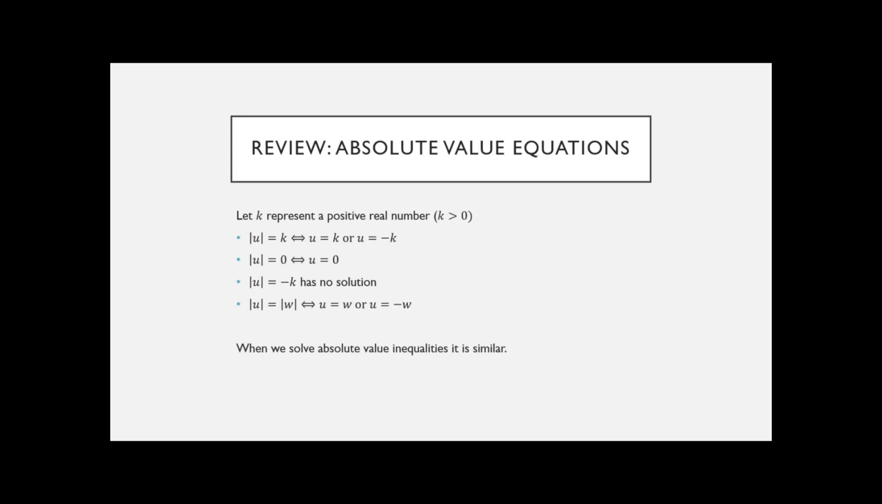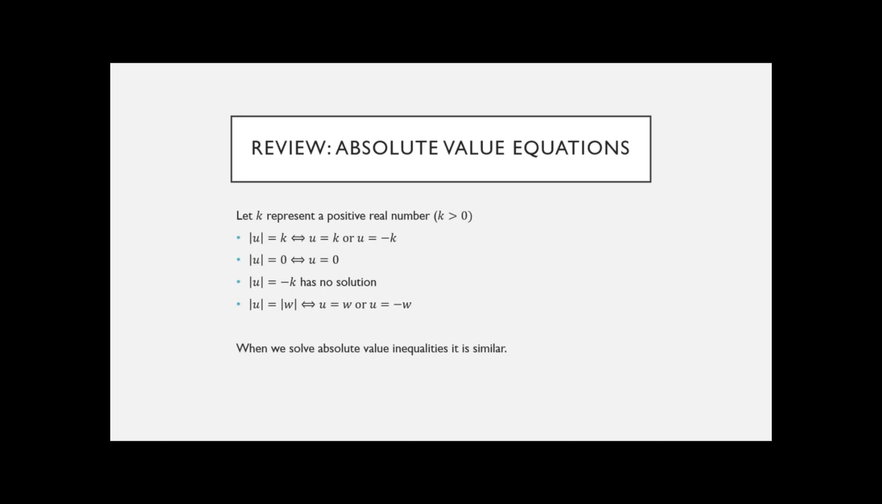If you have the absolute value equal to 0, then the inside has to be equal to 0. If the absolute value equals a negative, there's no solution, because it makes things positive, so it can't equal a negative. And if you have an absolute value equal to another absolute value, you basically ignore one of the absolute values when you solve, and then you set it up like you would if it was just equal to a number. So those are the 4 basic things that you need to know when you solve absolute value equations.